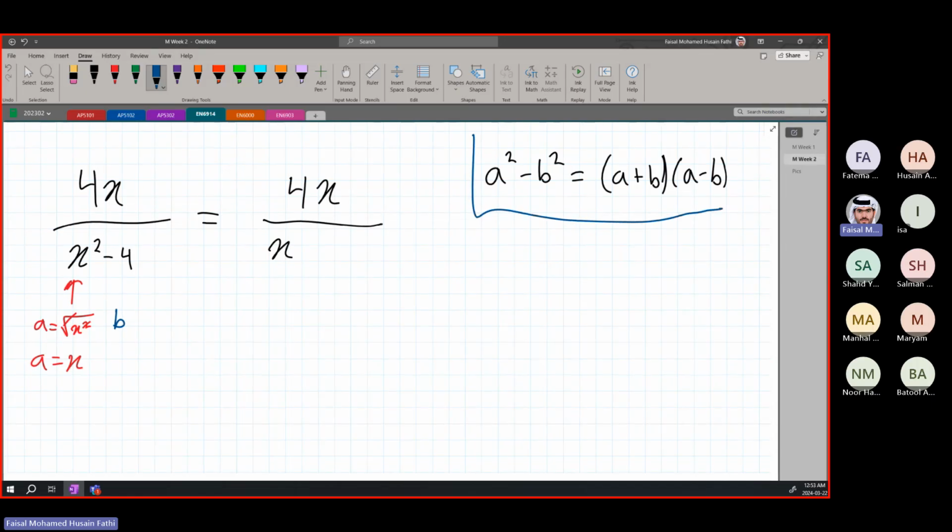We didn't do partial fractions here. This is just to factorize, okay? And this is our b. Good. b squared is equal to 4, so b is going to be equal to 2.